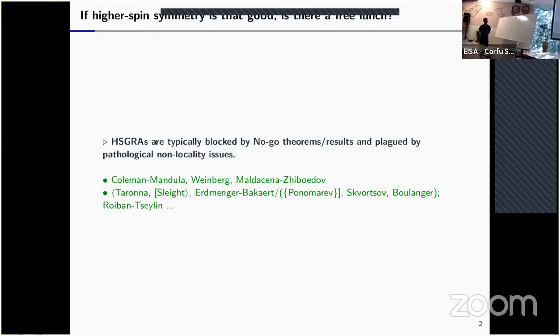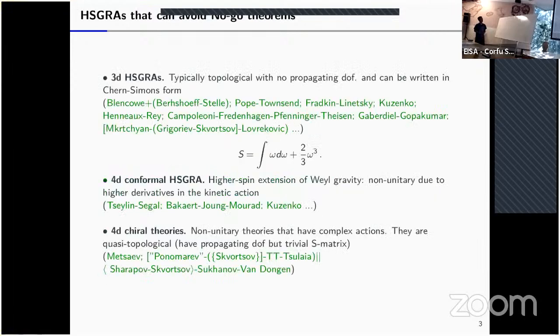As you may know, higher spin gravities are typically blocked by no-go theorems or results, and they are blocked by pathological non-locality issues. There have been many works on this. However, there are a few classes of higher spin gravity that can avoid no-go theorems, and those include the three-dimensional higher spin gravities. These theories are typically topological with no propagating degrees of freedom, and they can be written in Chern-Simons form, as you can see here.